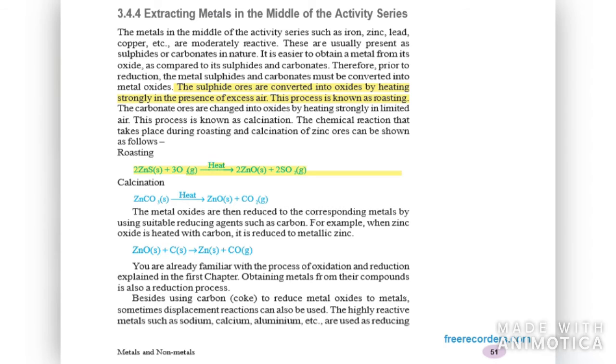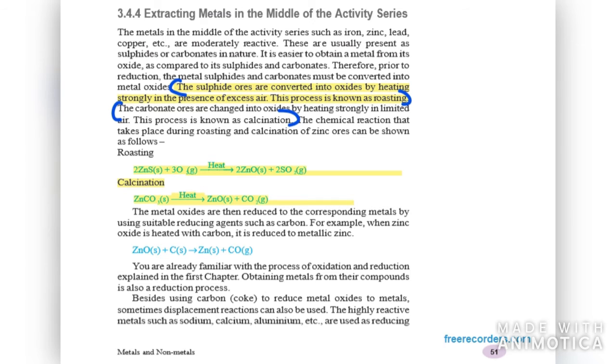Then we have calcination. Calcination is when carbonate ores are changed into oxides by heating strongly in limited air. This should be done in limited air, and this process is known as calcination. So this is very important, like they ask you the difference between calcination and roasting. So you can write that roasting is done in excess air, whereas calcination is done in limited air.